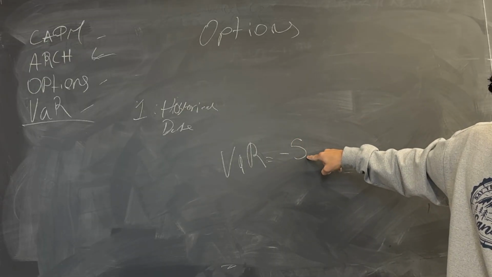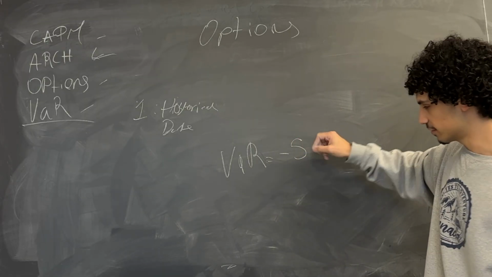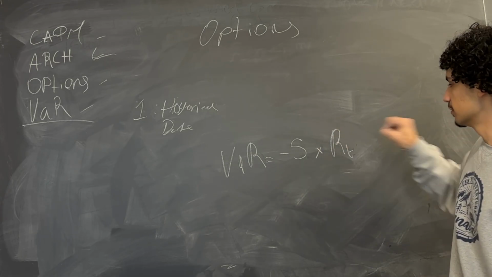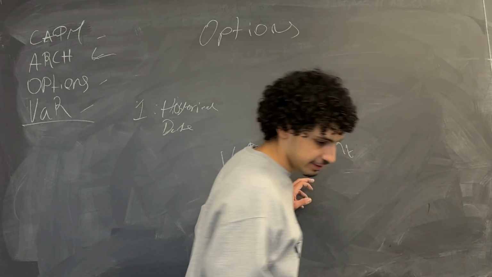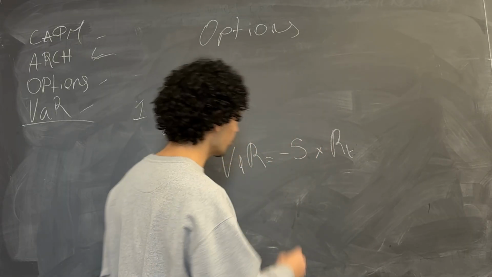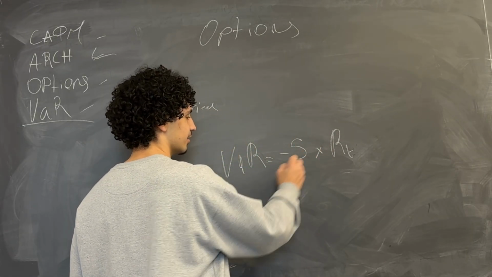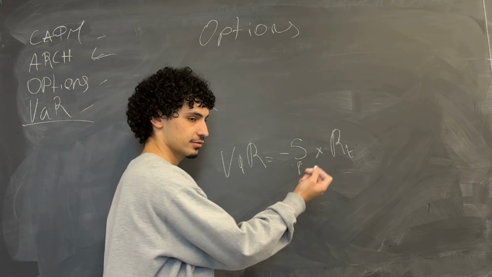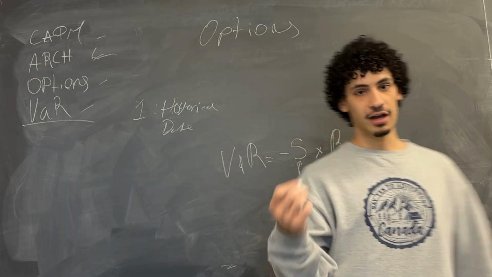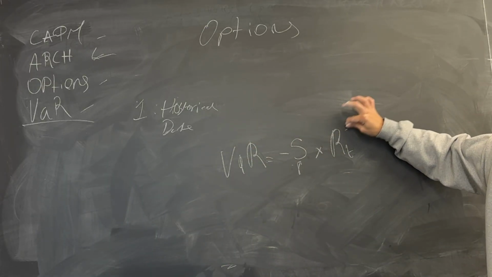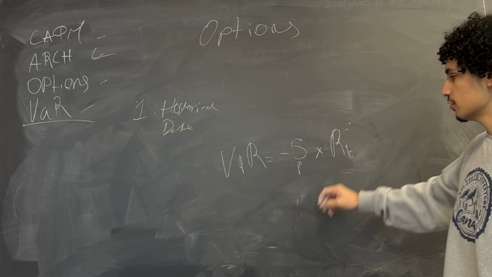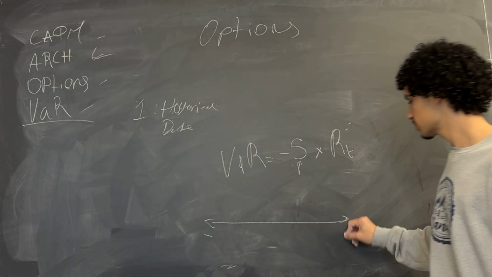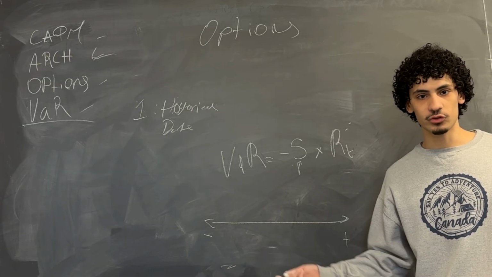It's as simple as: VaR equals negative S times R_T, because we've been reusing a lot of the same things, where S is the total portfolio value of today, times the history of returns. And the history of returns has to be a list from worst to best, so from least to most.